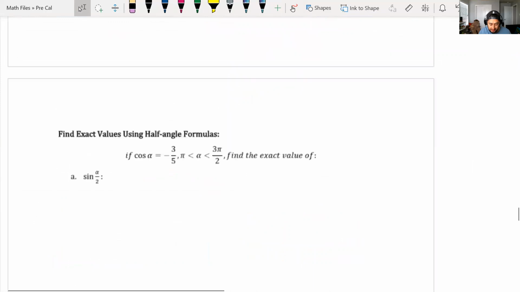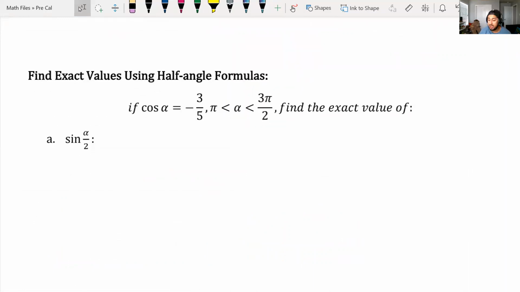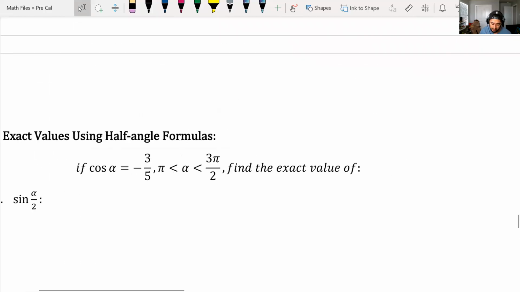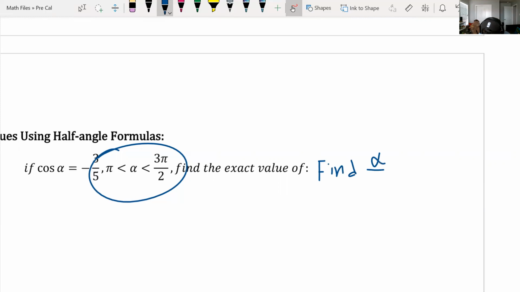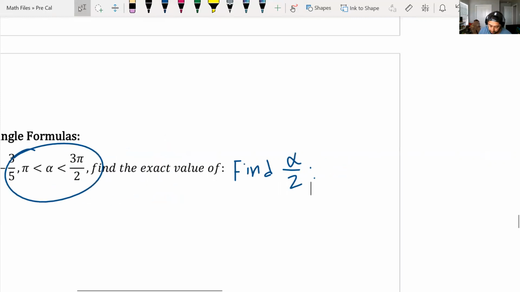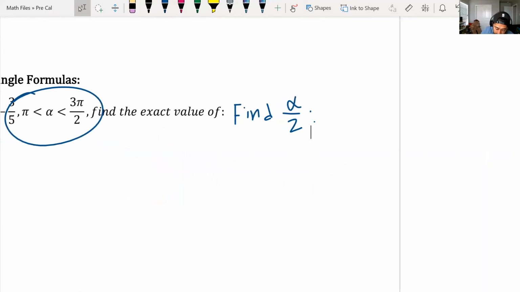Now we are going to come across these type of problems. Find the exact values using half angle formulas for cosine alpha equals -3/5 if alpha is between pi and 3 pi over 2. So find sine of alpha over 2, cosine alpha over 2, and tangent alpha over 2. Before we even begin, they're giving us the location of alpha, but we need to find the location of alpha over 2. So this is what we're going to start with. Find alpha over 2. I'm going to draw my unit circle.